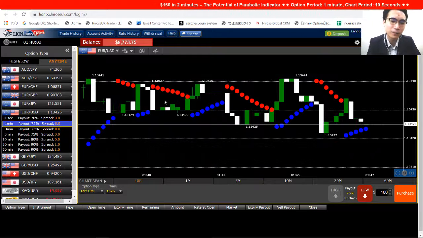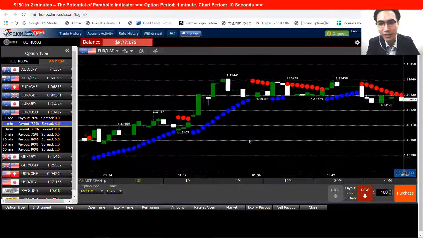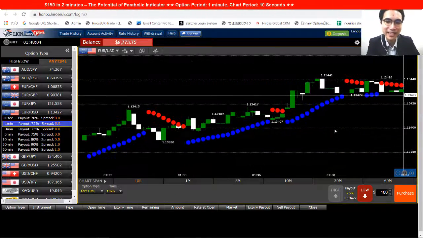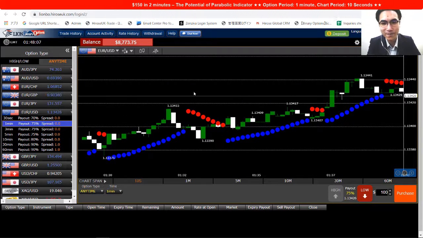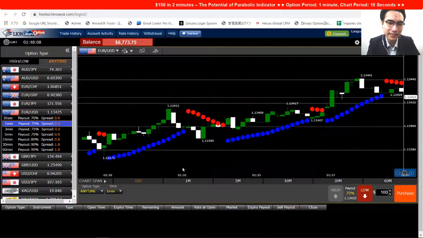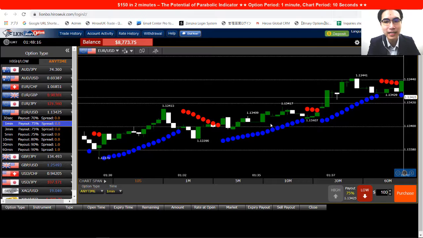So well, let's move backward a bit, just try to find a sample of a trend market for you. So yep, that's a perfect example for a trend market. When the market is in a trend market, the parabolic dots are actually quite extreme. You see now that the blue dots are a lot more than the red dots. So now we can identify that the market is in an uptrend.